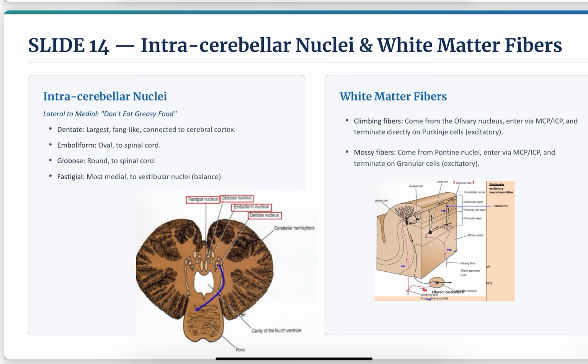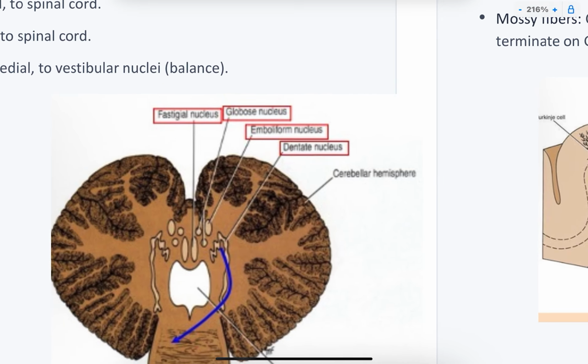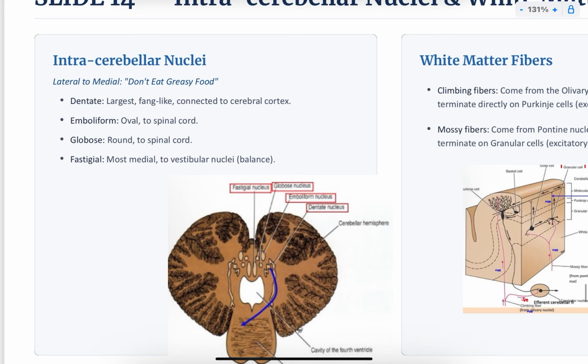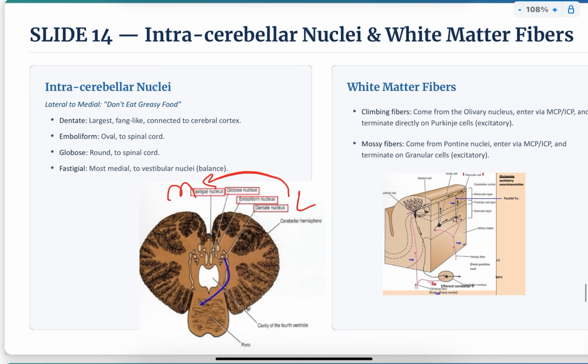And lastly, I have the fastigial nucleus, which is the most medial. Oh, wait, I made a mistake. So we have the dentate, then the emboliform, then globose and fastigial, from lateral to medial. Sorry for the inconvenience. The last one, the most medial one, is the fastigial. It connects to the vestibular nuclei and it's involved with balance. So it's very important to know what each and every one connects to.